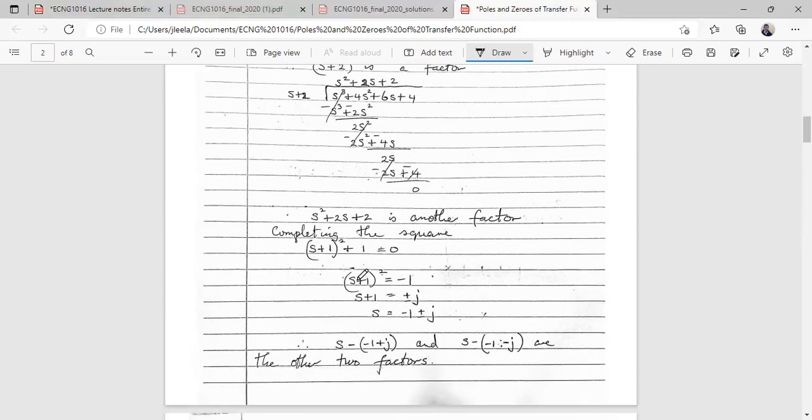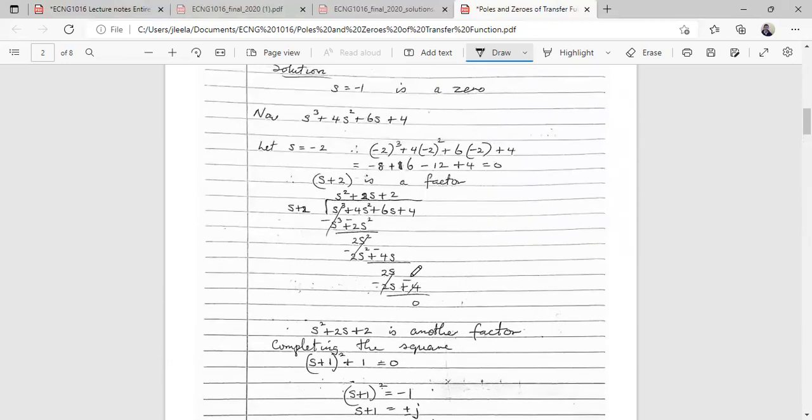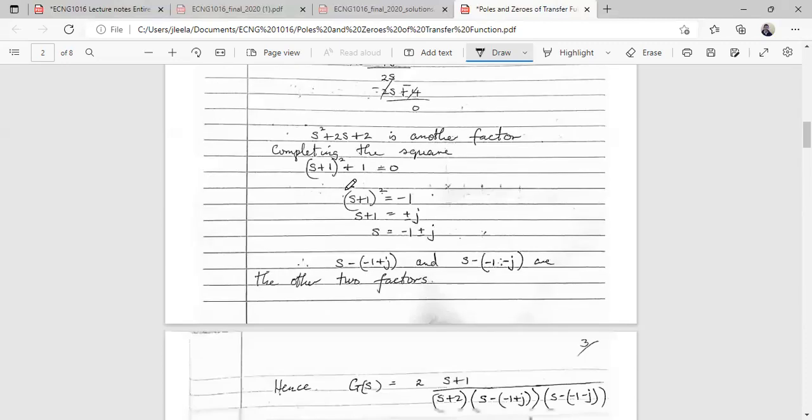Right? And now from this factor, you could complete the square. This is s plus 1 squared plus 1. So s plus 1 squared is minus 1, so s plus 1 is plus or minus j. So s is minus 1 plus or minus j. Therefore, your factors would be s minus (minus 1 plus j) and s minus (minus 1 minus j). So you have two complex factors and you have a simple factor.